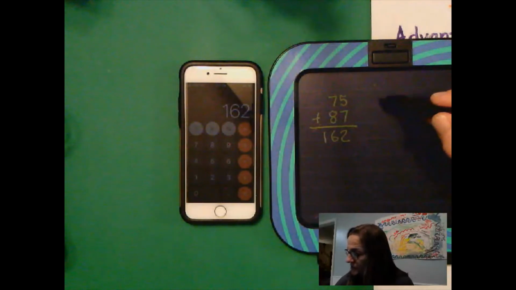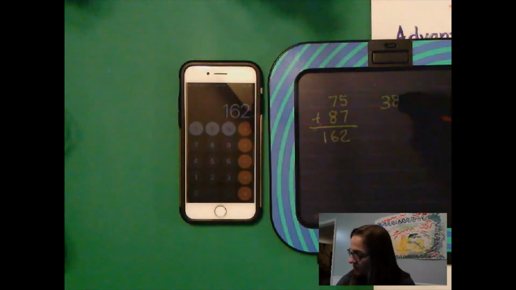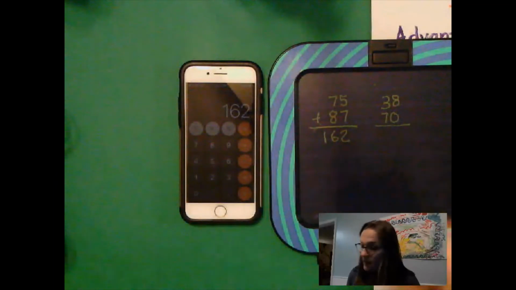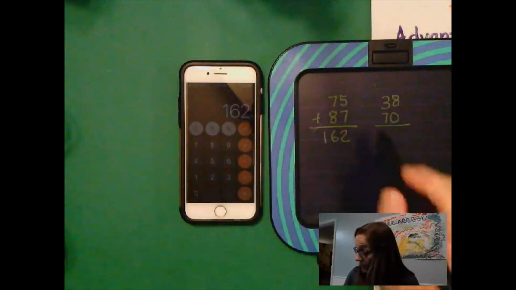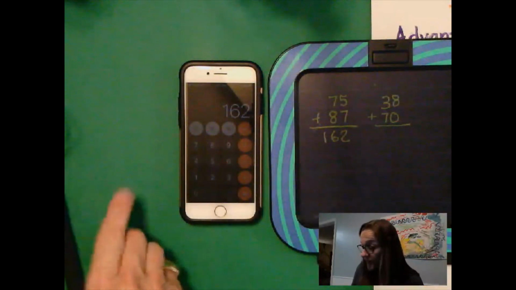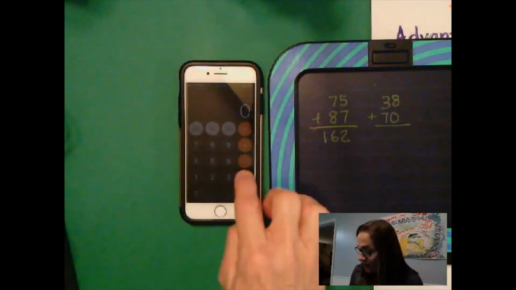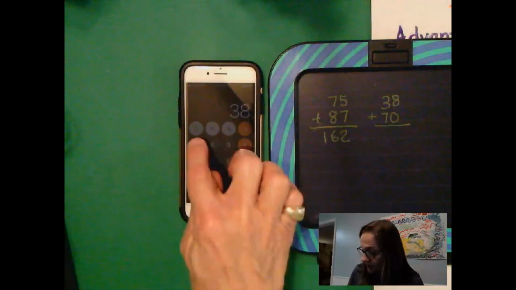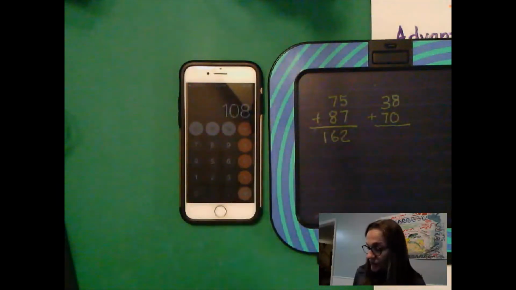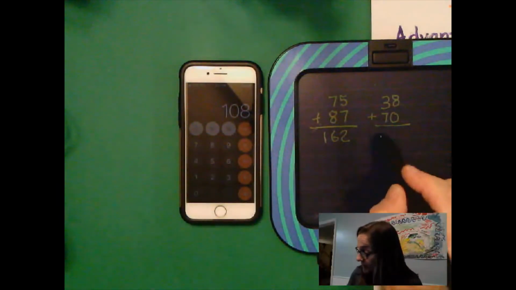Let's think of another big one to do. Let's say that we do 38 plus 70. Well, how much is 38 plus 70? Maybe you can do it really fast, maybe not. We're going to hit C for clear. 38 plus 70 is equal to 108.